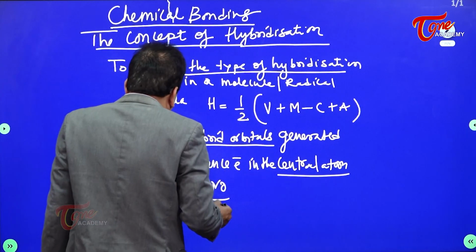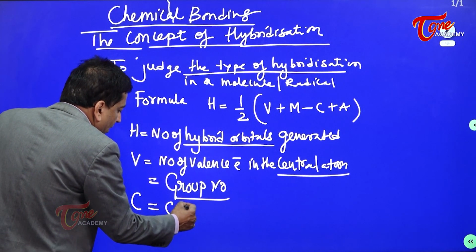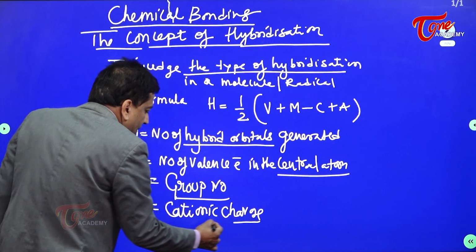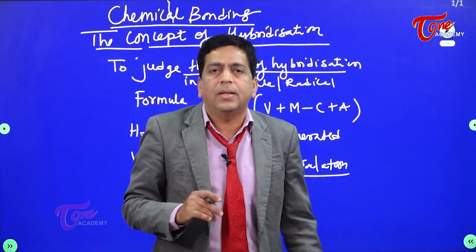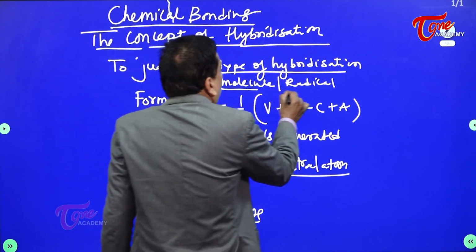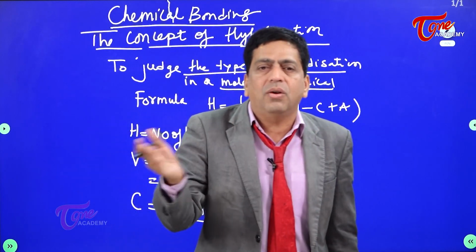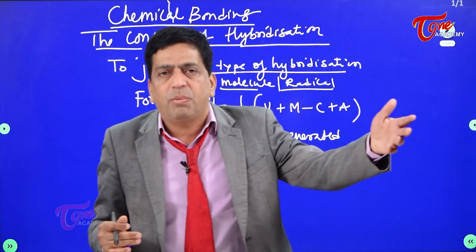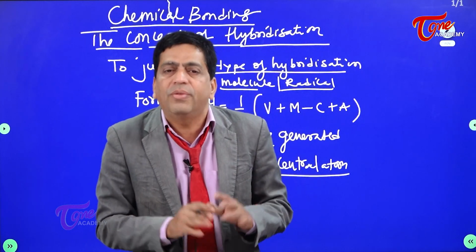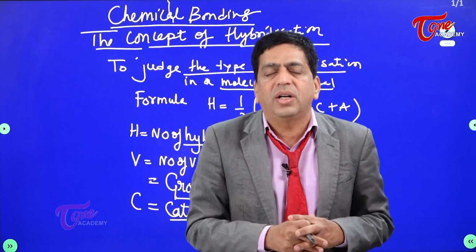Then coming to C. What is C? C is the cationic charge. As I said, what we are doing is judging the type of hybridization in a molecule or a radical. Now a radical is one which possesses charges. It is a cation or an anion, whatever. The one which bears a positive charge, the one which bears a negative charge. So C is basically the charge on the cation. And mind you, it is only the charge which you need to put, not the sign.